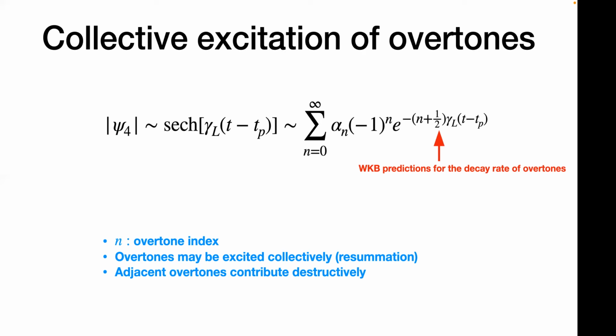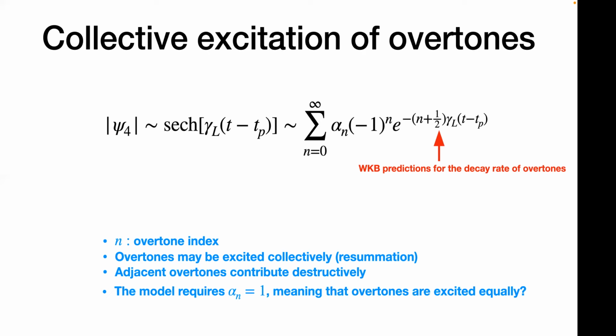But on the other hand, it seems that the Bob model imposes too strong a condition on the overtone amplitudes. So in fact, it requires all the alpha_n to be 1, meaning that all the overtones are equally excited. And I will show you soon that this is not true. So this is my second confusion. Why does Bob work pretty well, even though it requires all overtones to be excited equally?